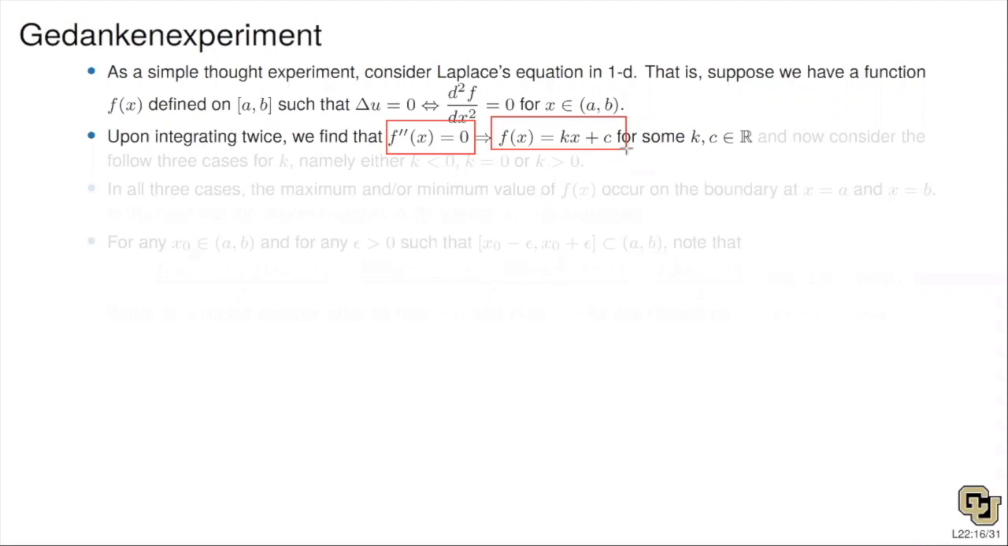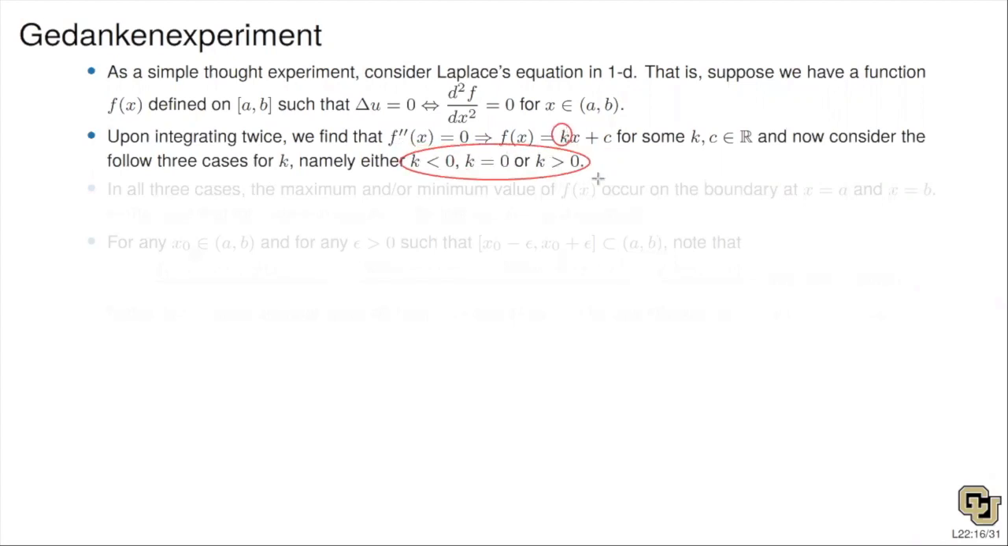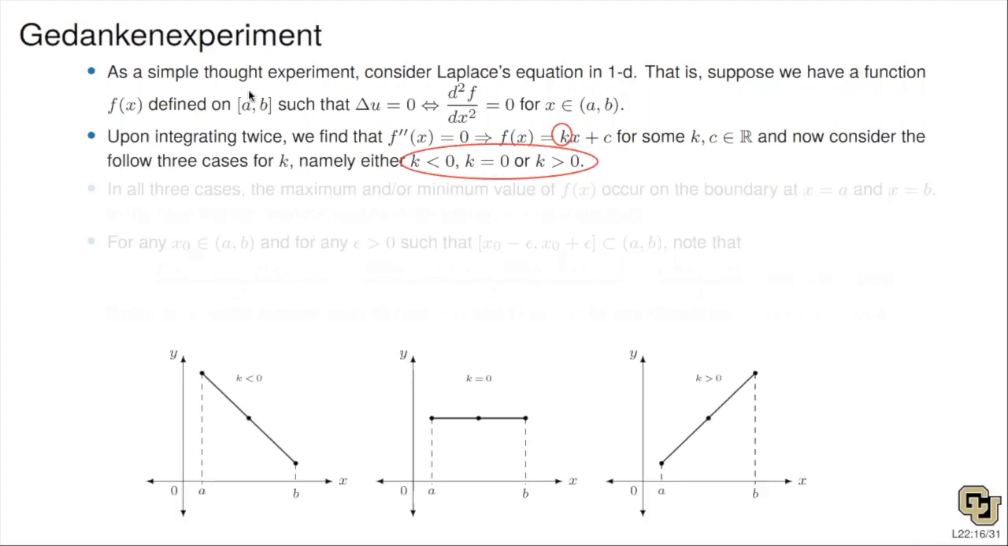So now, for the sake of the theorem I'm trying to motivate, consider the following 3 cases for the slope. For the slope k, we know this is a real number, so k can either be less than 0, equal to 0, or greater than 0. And so, from calculus, that implies we either have a decreasing function, a constant function, or an increasing function, okay? So here's one important result to notice.